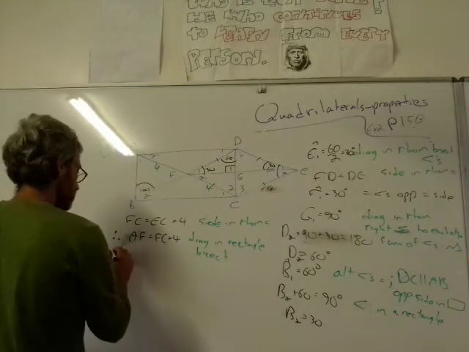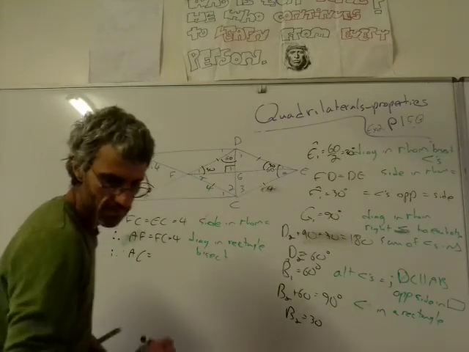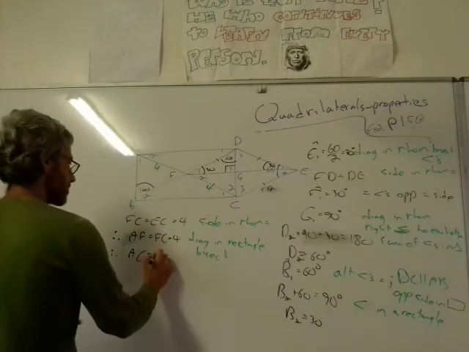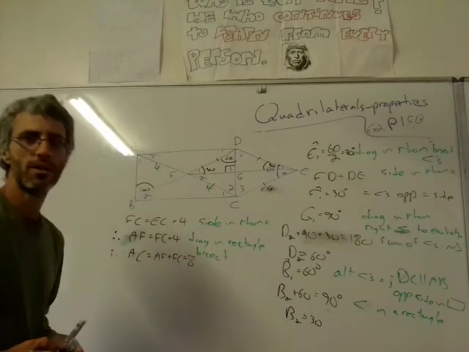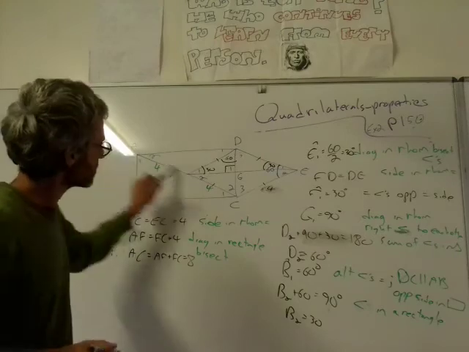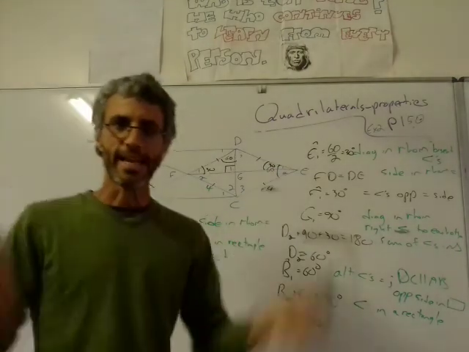Therefore, AC, which is what I think they asked us to find, is equal to AF plus FC, which is equal to 8. And I don't need to give a reason, because obviously the whole diagonal is the sum of those two. That's it, guys.